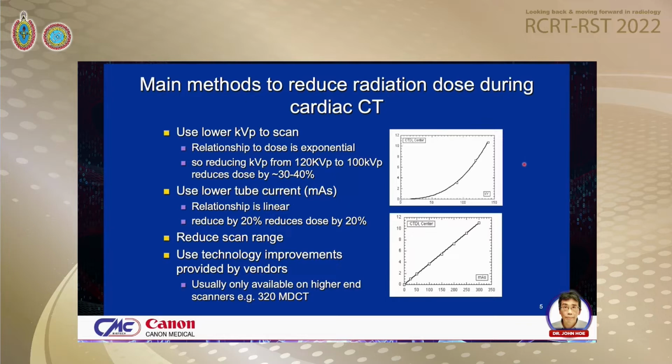You can lower the tube current, but the relationship is linear, but it still helps to reduce the tube current MAS. You can reduce the scan range. That means not overscan. Therefore, you should always try and reduce the scan range in the Z-axis and not have too wide a scan range. And you can use the technology improvements provided by the CT vendors. These are usually, however, only available on high-end scanners.